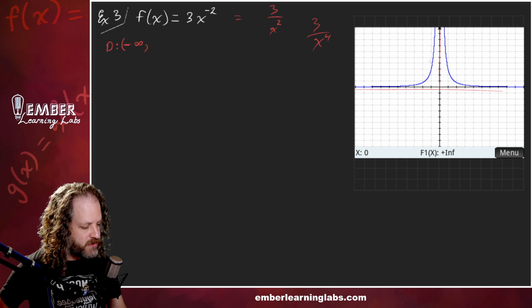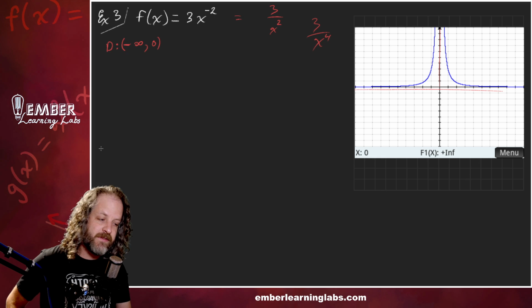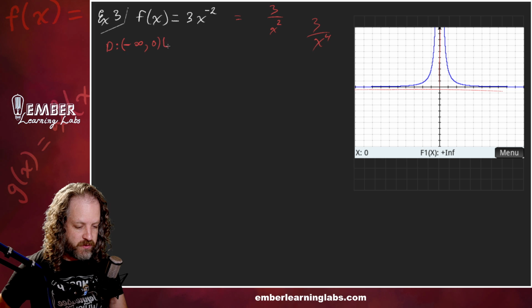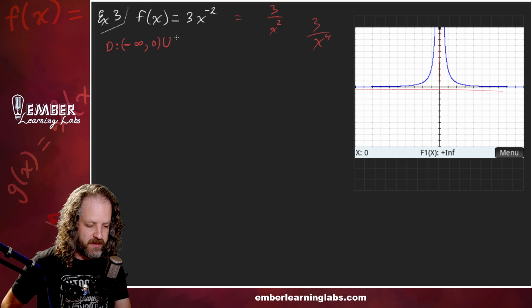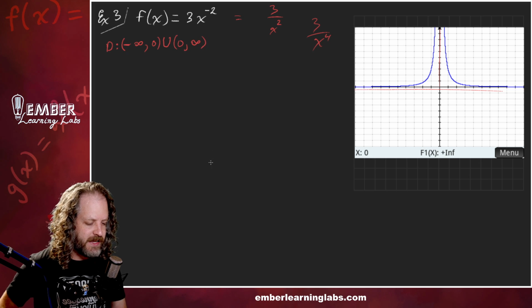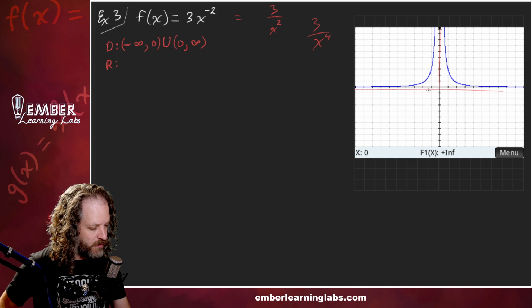And then it goes to 0, and it's got to be not including that 0 because it's an asymptote. It's never going to touch there. It is not continuous there. And then we're going to union that with 0 to positive infinity. So that's the domain. What about the range? So the range is 0 to positive infinity.